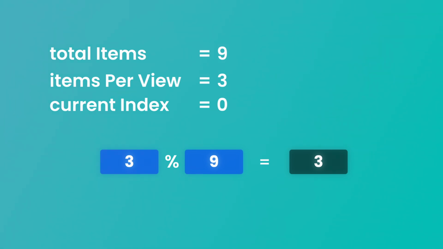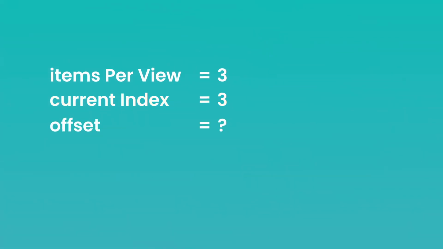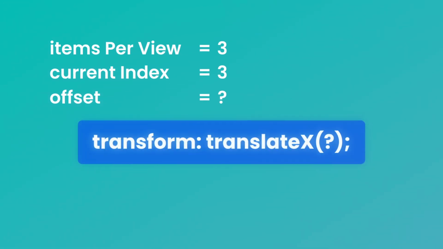And when triggered by the onClick event, we can update the current index from 0 to 3. And we can use the updated index to calculate an offset for the position of the slider. Specifically, we'll use the CSS transform property with the translateX value, which is the horizontal movement. So the first step is to calculate the percentage offset for each item.